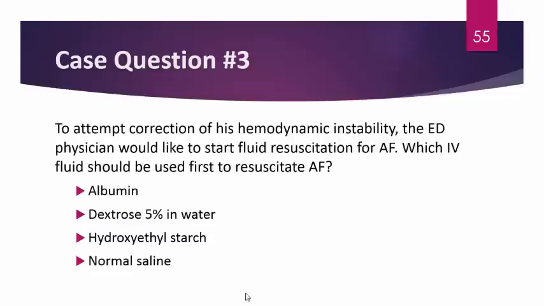Case question 3. So, to attempt correction of this hemodynamic instability, the ED physician would like to start fluid resuscitation. Which IV fluid should be started to resuscitate AF? The answer here is normal saline. The reason it's normal saline is because normal saline is an isotonic crystalloid fluid. Albumin may be started after you do an isotonic crystalloid fluid, assuming that you've done probably about 30 mL per kilo of your isotonic fluid. D5W is not ideal because D5W is hypotonic and won't get into the vasculature as much, and hydroxyethyl starches are not recommended for fluid resuscitation in septic patients.